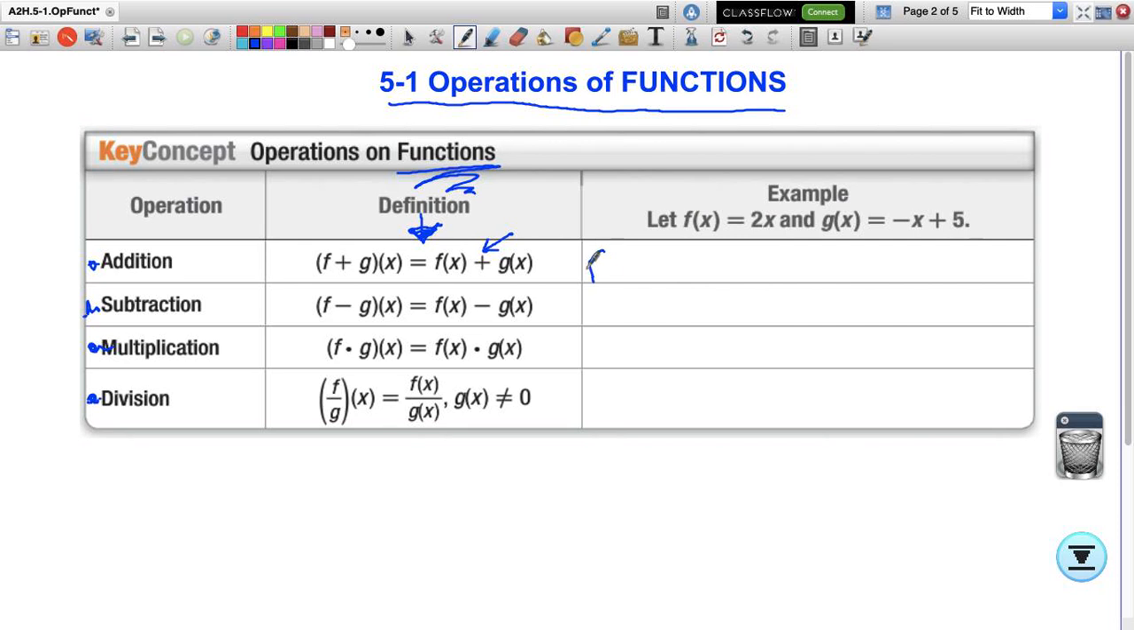If we were to do f plus g of x, we're going to take our f of x function, which is 2x, and we're going to add to it, in parentheses, our g of x function. And g of x right here, boom, negative x plus 5.